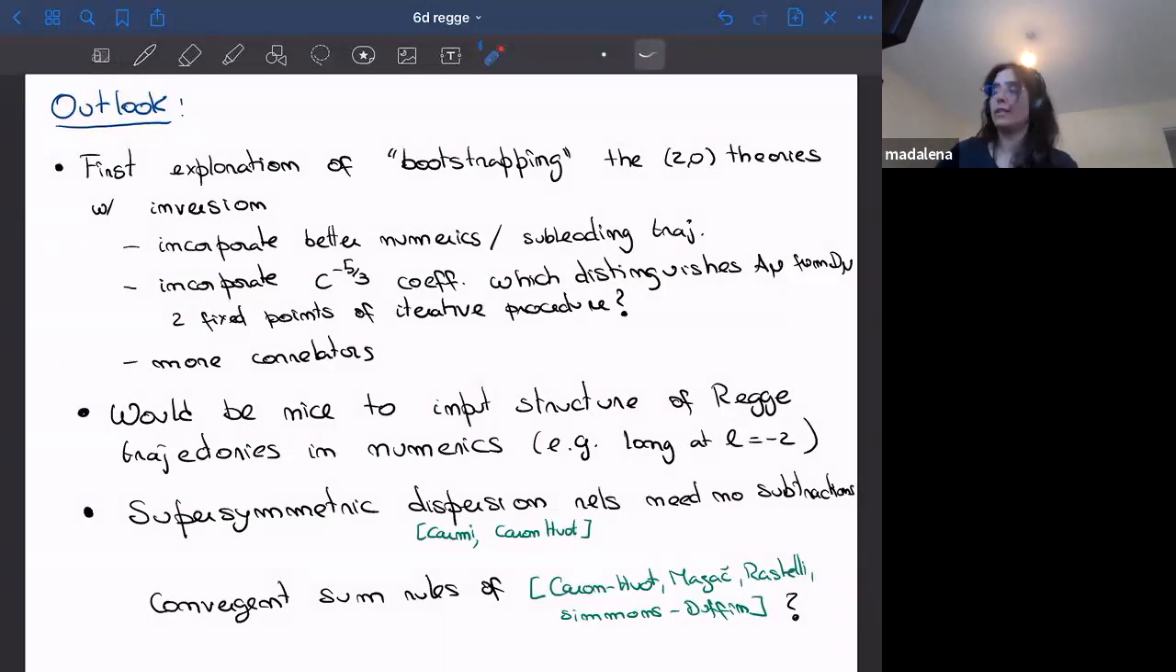let me move to the end then and summarize. The plot I was just showing was really the beginning of an exploration of this bootstrapping of the (2,0) series with inversion. We could incorporate better numerics on it, or also consider subleading trajectories, which would be important, or try to distinguish between the A and D series by inputting results from 1/c perturbation theory, to try to see if there are two different fixed points that correspond to the different series.